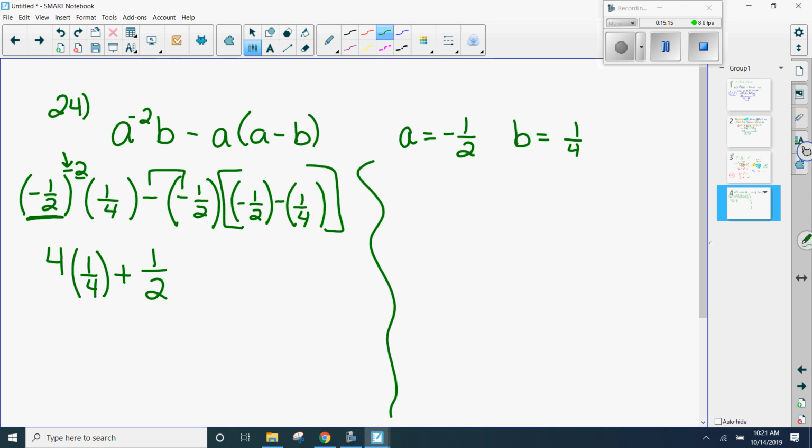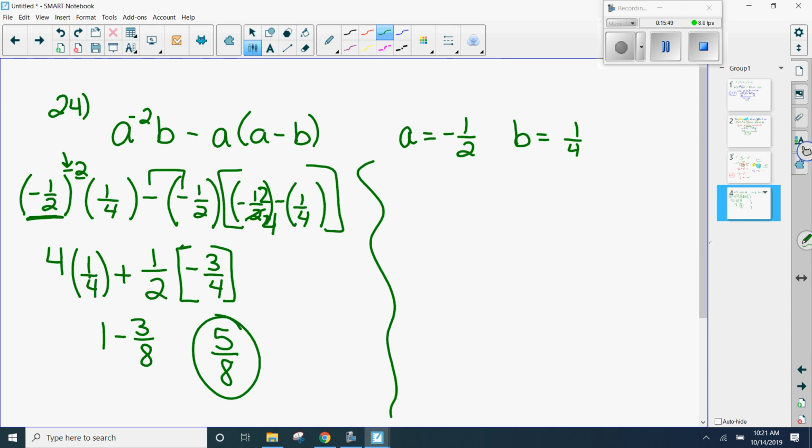What's negative 1/2 minus 1/4? Negative 3/4. It's the same thing as 2/4, so you get negative 3/4. Now, what's the number times its reciprocal? 1. If you multiply the second term together, you get negative 3/8. What's 1 minus 3/8? 5/8. Do we concur?